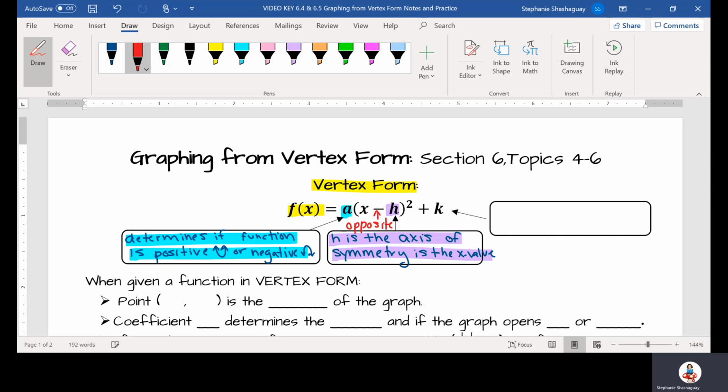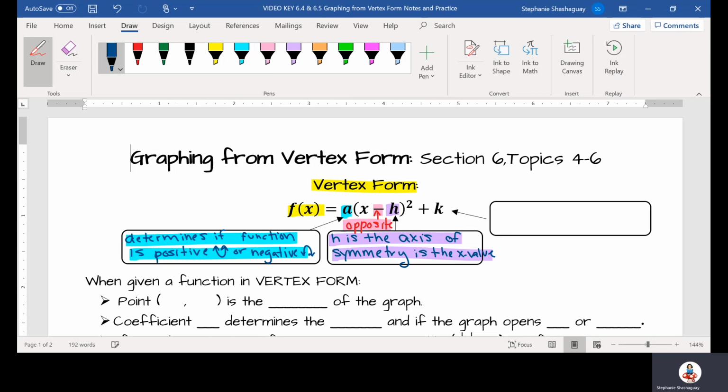So if we have a negative h, then our axis of symmetry, or our x value, is positive. And if we have a positive h, then that means that our x value is negative. We'll get some more practice with that coming up soon. But that negative is really going to affect what happens. We'll deal with that here in a moment.